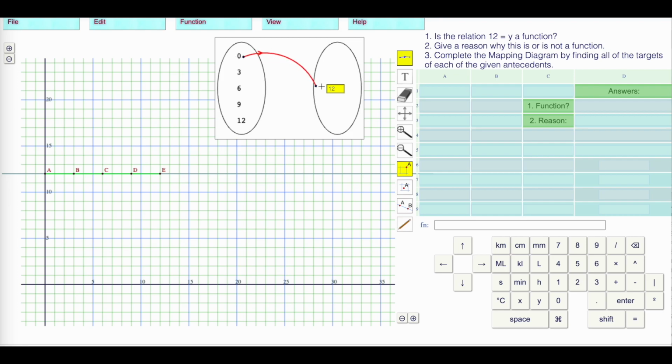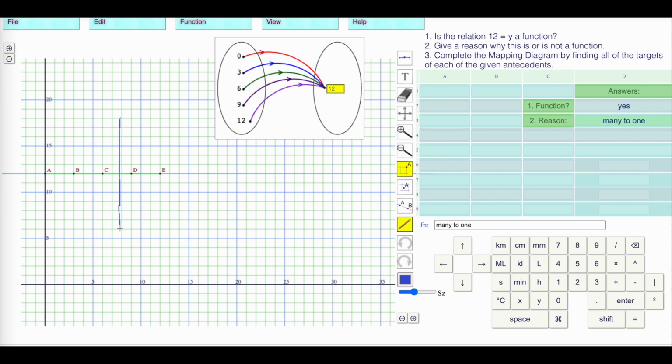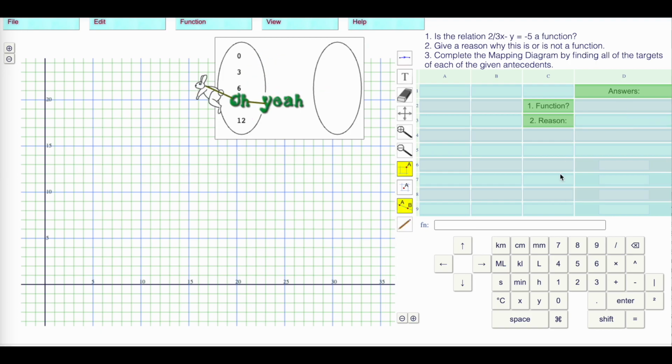Make our mapping diagram by making these arrows. Everything points to 12. This is called a many-to-one function. It's a function because there is one y value for each and every single x value. Yes, a function, and it is many to one. It passes the vertical line test. If you drew a vertical line like this, it will cross through the line that we just drew exactly once. It is a function. Then press enter to see if you're right.